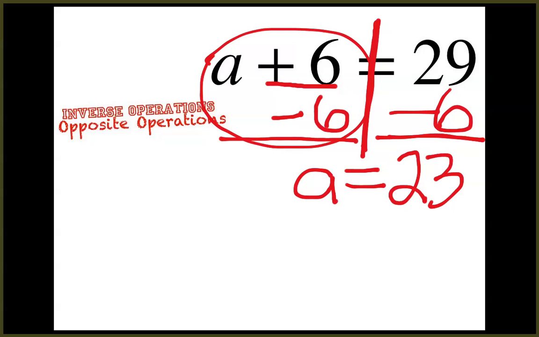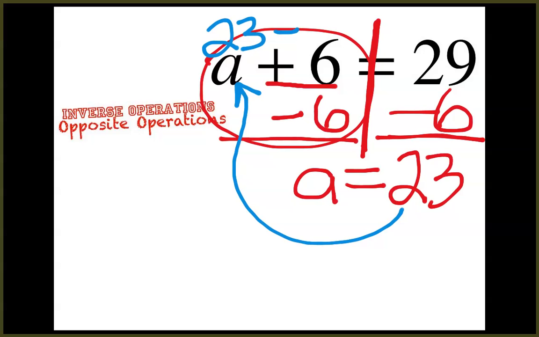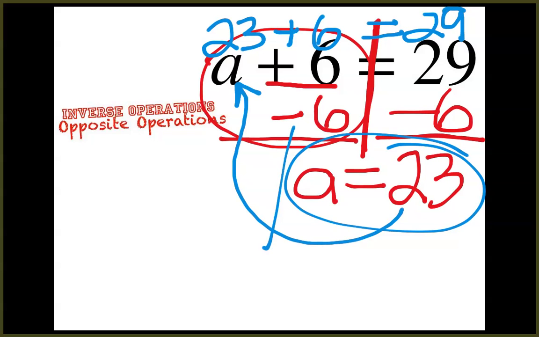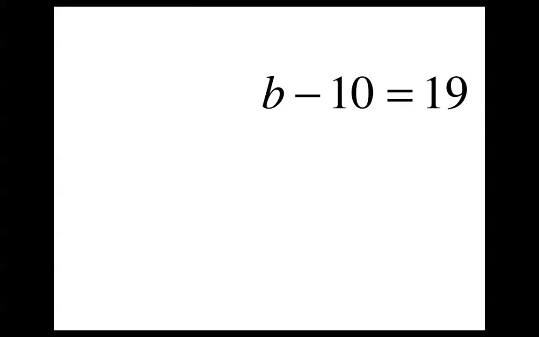How do I know if I really solved that equation? Well, if I plug 23 in right here, I would get 23 plus 6 equals, oh yeah, 23 plus 6 really does equal 29. So, check, a actually does equal 23. That's a valid solution for this equation. Let's practice that a few more times.